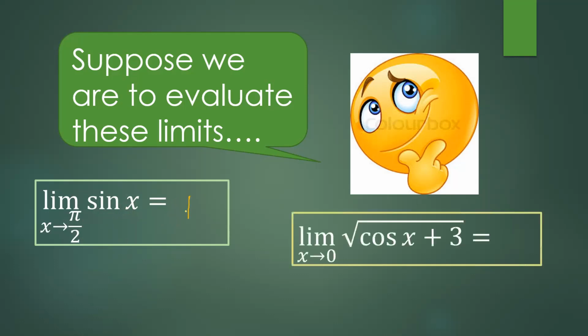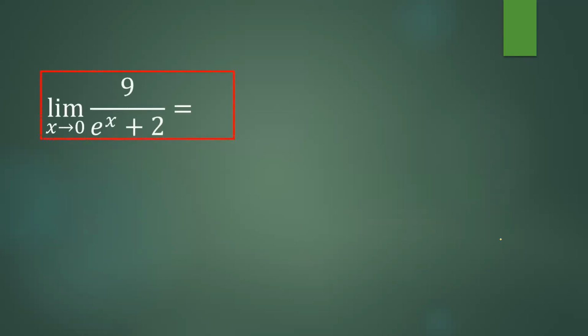Okay. So suppose we have limit as x approaches 0 of square root of cosine x plus 3. This will be cosine 0. Once we substitute 0 to our x, cosine 0 is 1. So 1 plus 3 will be 4. Okay, so square root of 4 is 2.